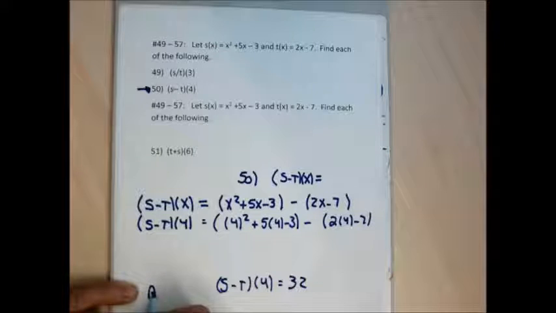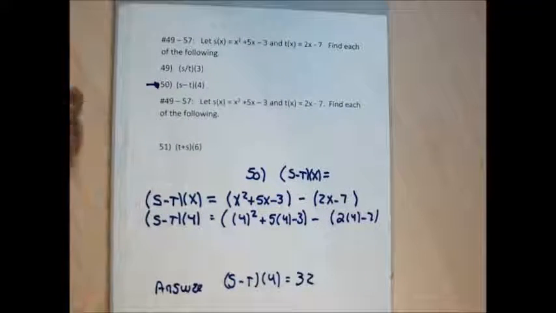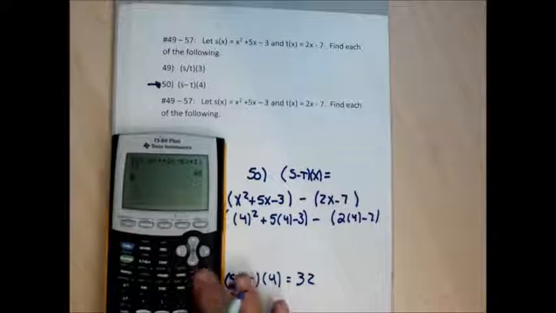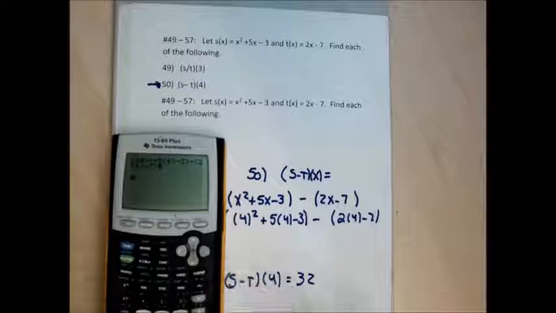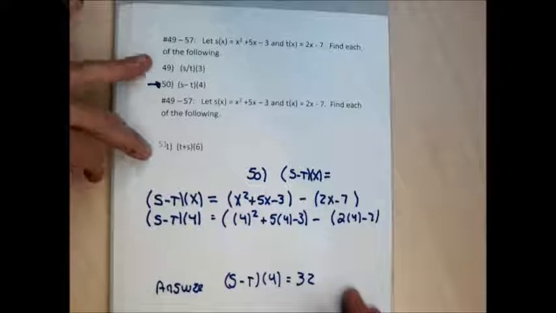But I'm going to do every one of these on my calculator because it's just not that hard to do, and it's not going to make a mistake. At least I'm not as likely to make a mistake. So parentheses, 4 squared plus 5 parentheses 4 minus 3 parentheses minus parentheses 2 parentheses 4 minus 7, enter, and it is 32. So I feel real good about that. I have 2 problems for you to do.